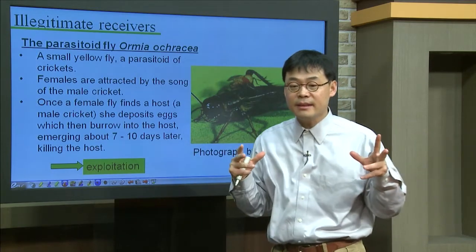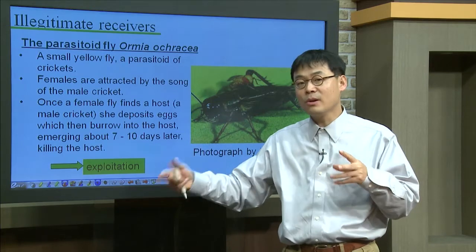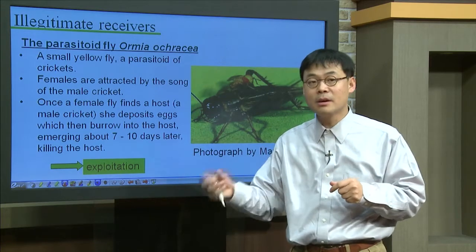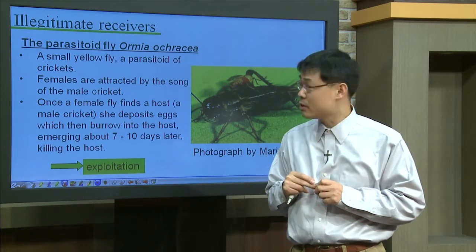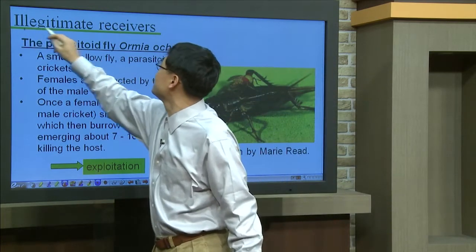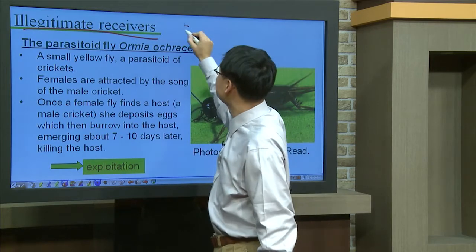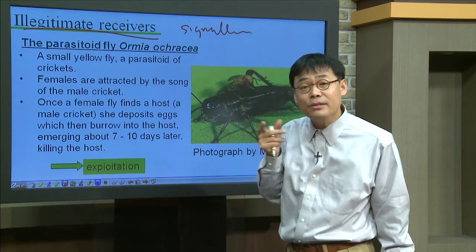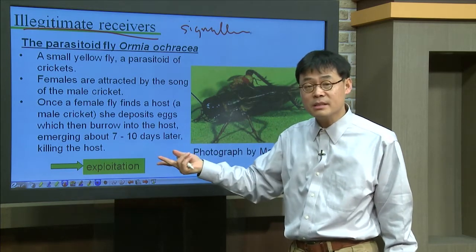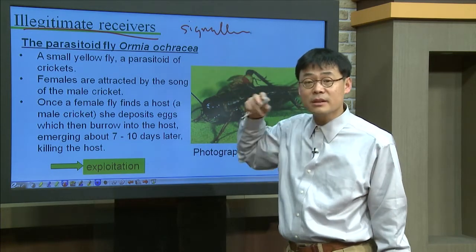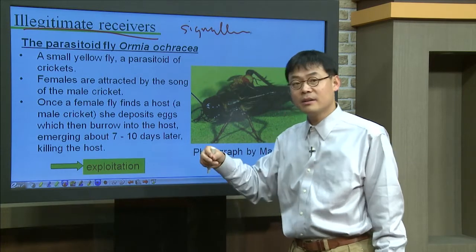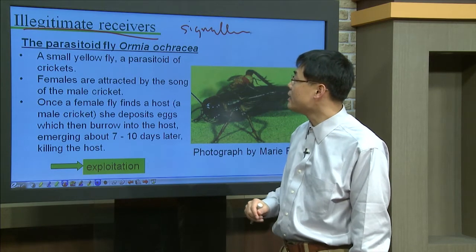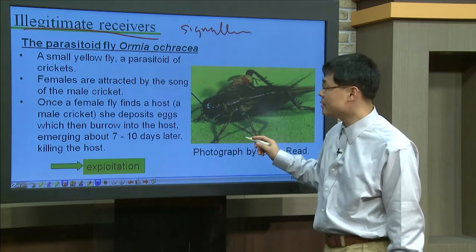So now we understand how the signal may be maintained for a long time. Both signalers and receivers experience an increase of fitness by communicating with each other. However, we can have illegitimate receivers and illegitimate signalers. Earlier, we got the example of the firefly female devouring the male of the other species. That's the illegitimate signaler giving the false signal of the other species, luring the males of the other species for a meal. And I can give an example of illegitimate receivers here.